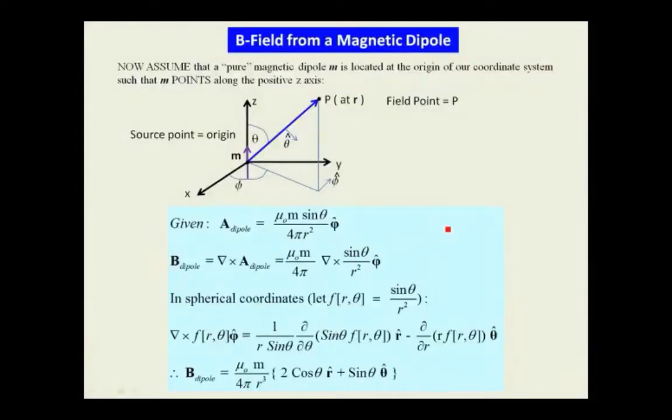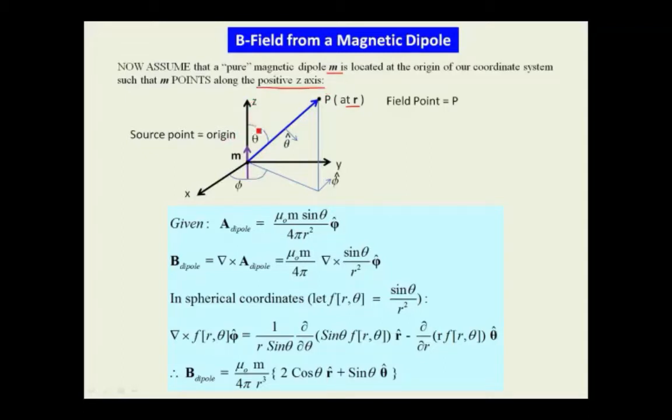Now that we have the magnetic potential, for example just the magnetic dipole term, we're going to assume that we have a pure magnetic dipole M located at the origin. In other words, R prime is 0. So here it is right here. Here's our R going to our field point at R. One more time, the source point is the origin, and so that's where we place our magnetic dipole. To save ourselves a lot of work, we're just going to orient that along the positive z direction.